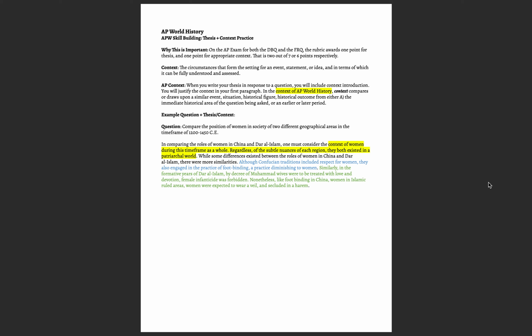While some differences existed between the roles of women in China and Dar al-Islam, there were more similarities. Although Confucian traditions included respect for women, they also engaged in the practice of foot binding, a practice diminishing women. Similarly, in the formative years of Dar al-Islam, by decree of Muhammad, wives were to be treated with love and devotion. Female infanticide was forbidden. Nonetheless, like foot binding in China, women in the Islamic-ruled areas were expected to wear a veil and be secluded in harem. So, in this short thesis and context, I've answered the question.